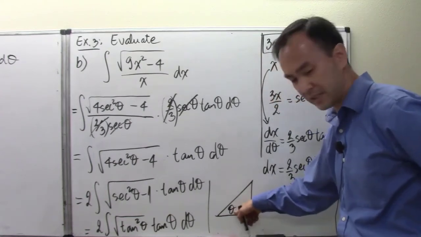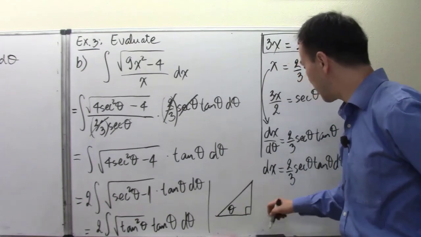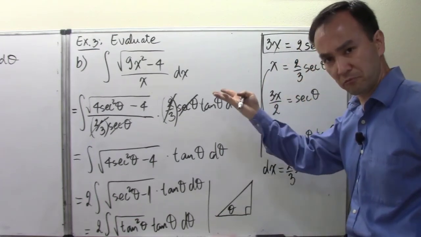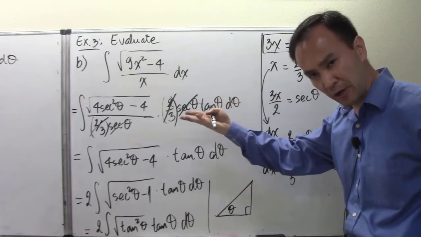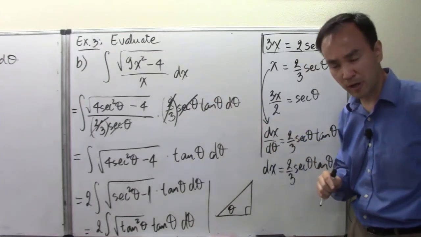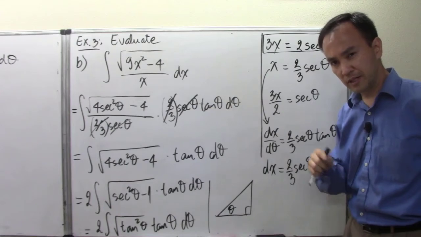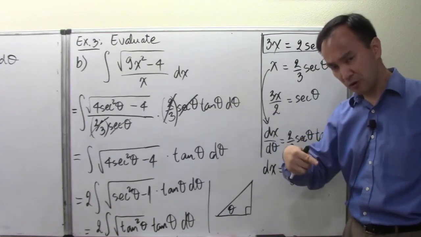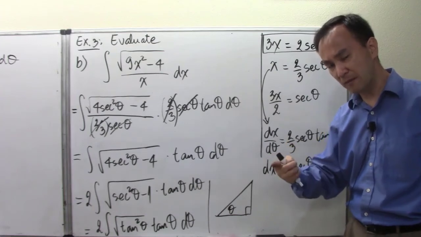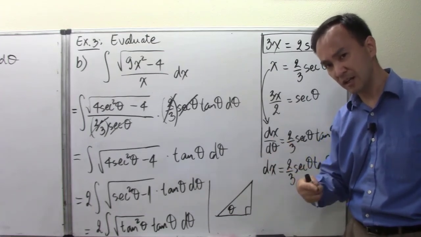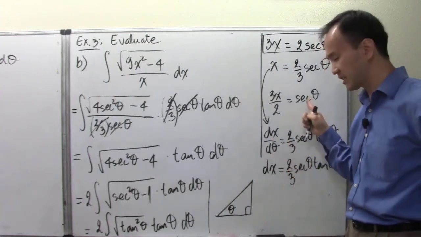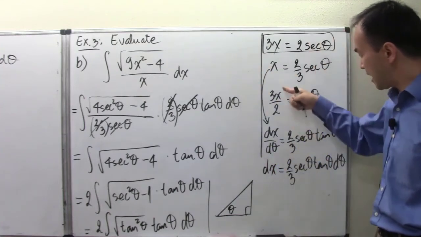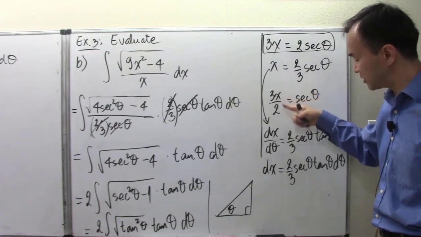I chose to put my theta here. Okay, so that means what? Secant is known to be what? The reciprocal of cosine, and cosine is adjacent over hypotenuse. So the reciprocal of adjacent over hypotenuse means secant now has to be hypotenuse over adjacent. Hypotenuse over adjacent.